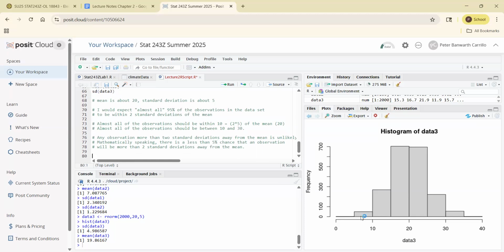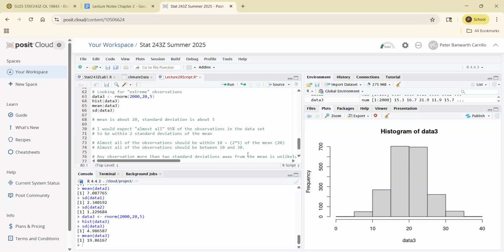So we can see we do have a couple. We've got some extreme observations on the lower end and extreme observations on the upper end. The main reason we calculate that standard deviation is to figure out where our cutoffs are for our extreme observations, or to figure out how extreme an observation will be.